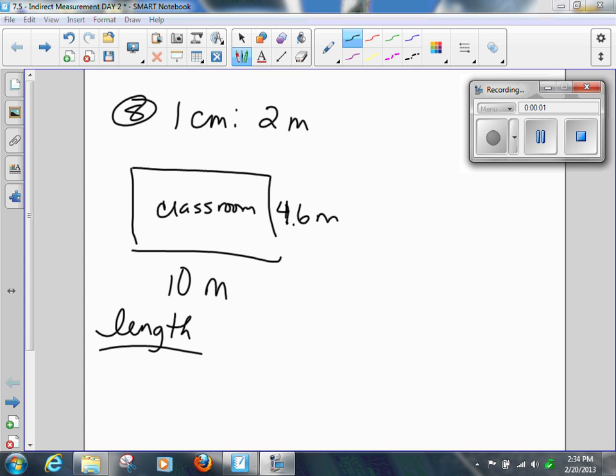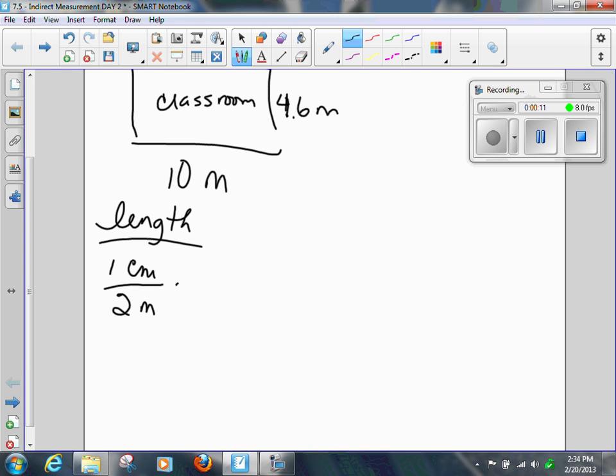Okay? The length, my guide is 1 centimeter over 2 meters. Correct? Yes. How am I going to figure out the 10 meters? Well, I'm going to put meters on top because I want my meters to cancel out.